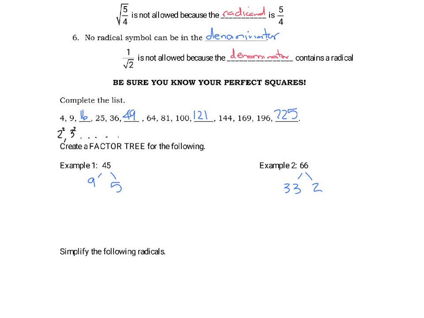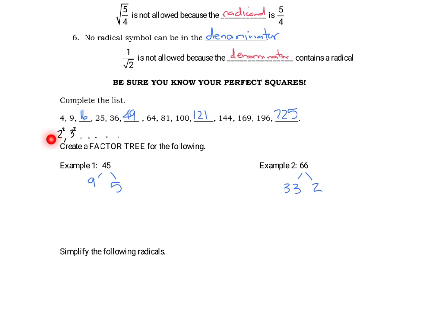So here you have 4, 9, 16, 25, 36, 49, 64, 81, 100, 121, 144, 169, 196, 225. And notice, yes, this list does go on. But you need to make sure that you know your perfect squares. It makes dealing with radicals a lot easier.